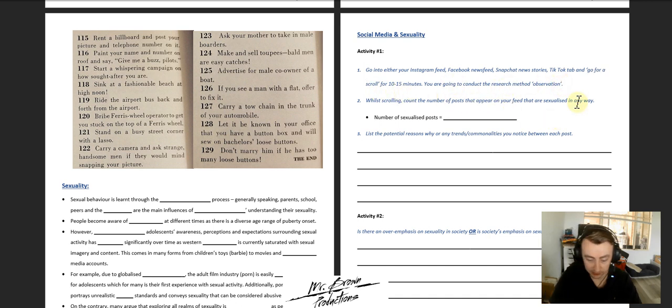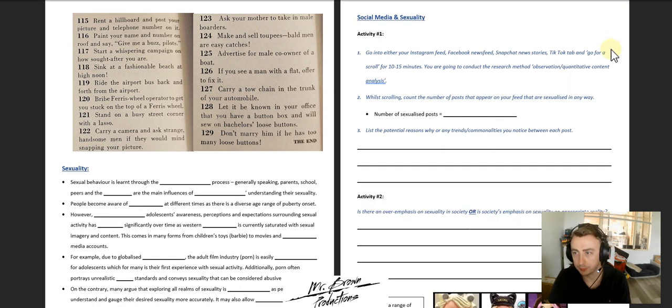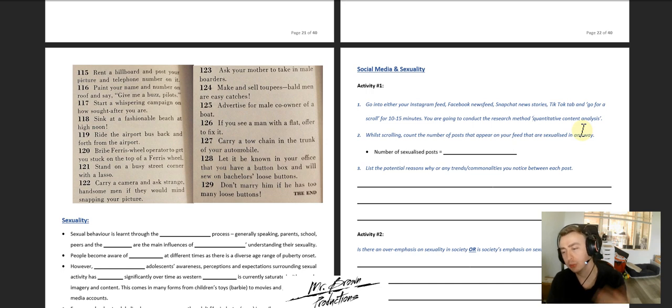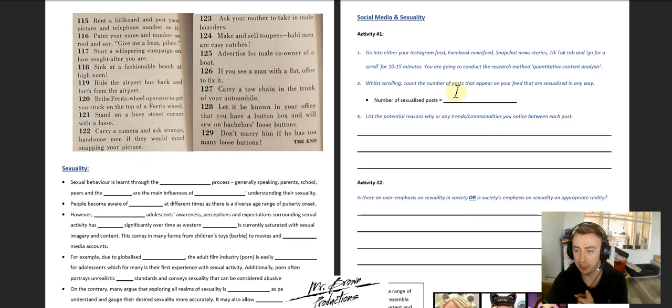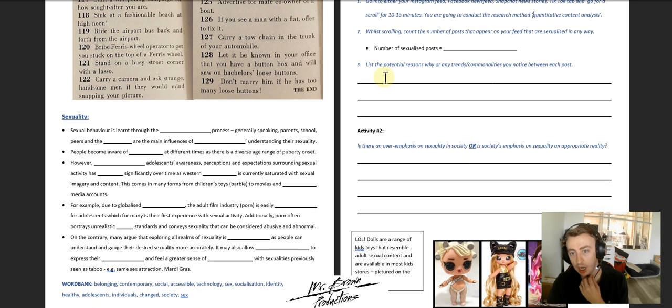observation, quantitative content analysis, which is also what this is. Actually it's really just content analysis, so cross that out and fix it up. Oops, typo. We all make mistakes, being vulnerable here, but yes, it's a quantitative content analysis. Whilst you're scrolling, I want you to count the number of posts that appear in your feed, whatever app you're using, that are sexualized. Boom, boom, boom, boom. I then want you to list any potential reasons why, or any trends or commonalities that you see between each post, and note them here.